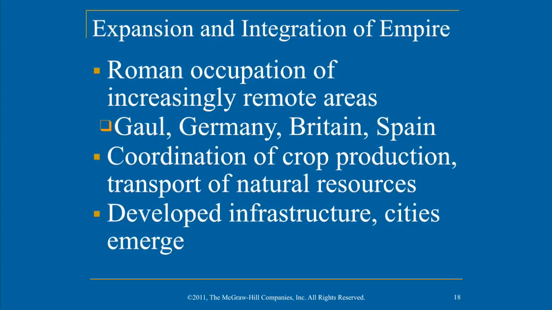You can see how that spreading out and coordination of crop production to transport it across the whole of the empire helps make things more efficient, and it simplifies things. As long as Rome controls those areas and keeps everybody transporting and trading, it keeps a lot of people fed and a lot of things moving. They develop this infrastructure and cities emerge. They're actually going to start to build roads, these amazing things called the Roman roads. I'm going to talk about those in a little bit.